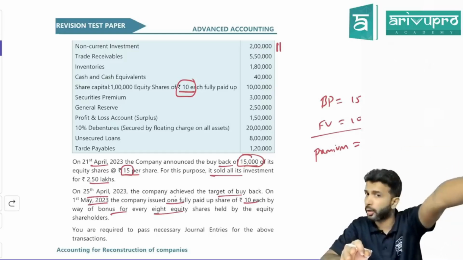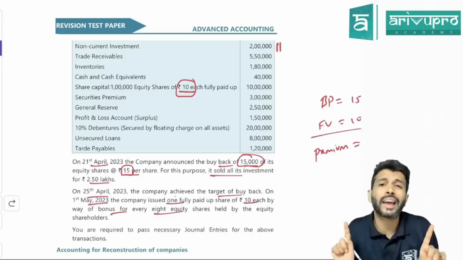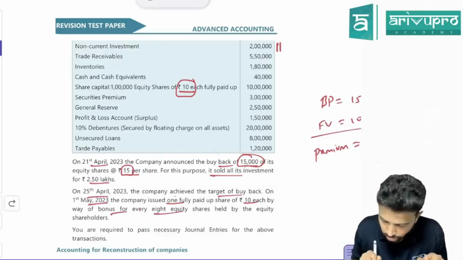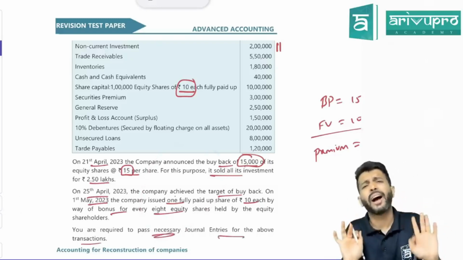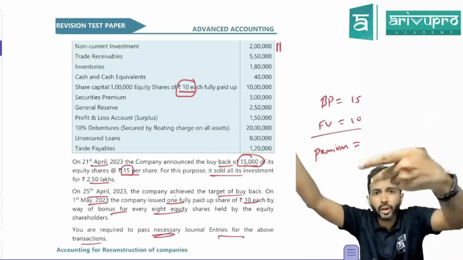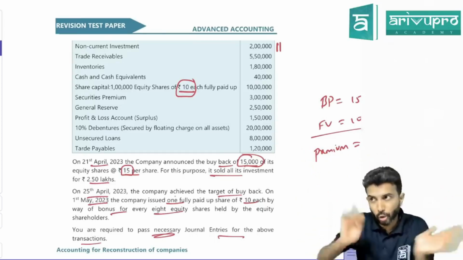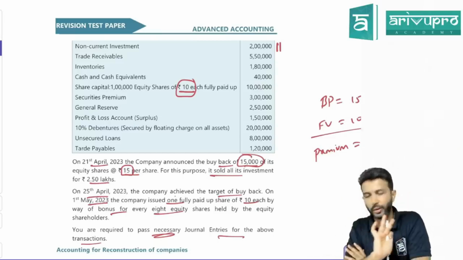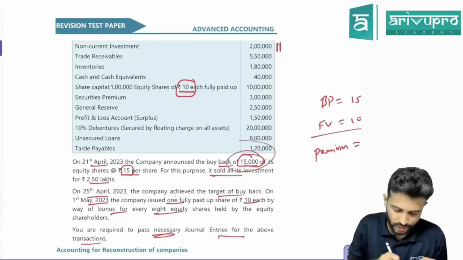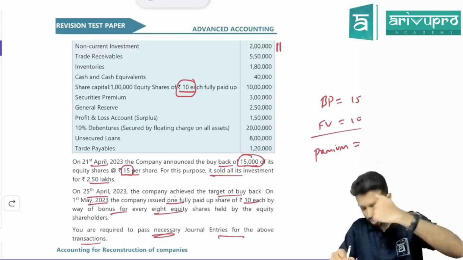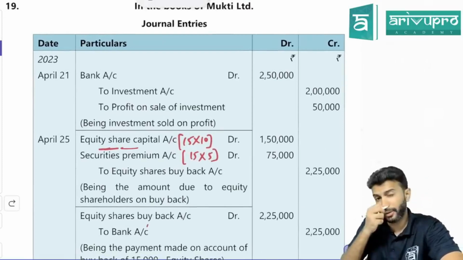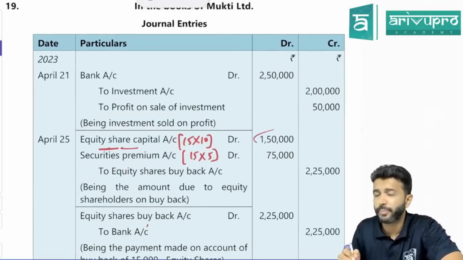If they don't ask you the provision or the maximum amount of buyback, you don't calculate and waste your time. Some problems may clearly ask. Here, have they asked anywhere? No, they simply told you to pass the necessary journal entry for the above transactions. That means in these transactions it is assumed that the buyback is within the limit. So you don't have to calculate the limits again. Not required. Fine. So how many shares did they cancel? 15,000 shares. And equity share capital is always shown at face value, so cancellation is also at face value. So you'll write equity share capital account debit 15,000 into 10, 1,50,000. But is there any premium?